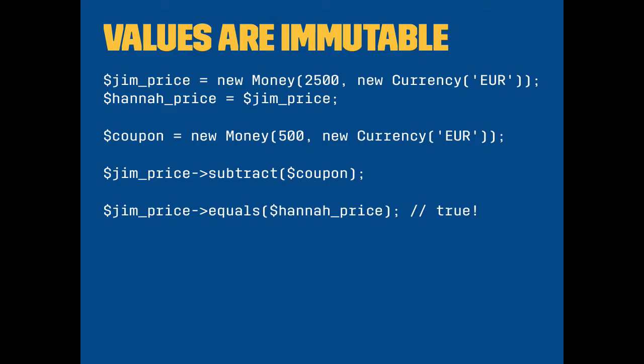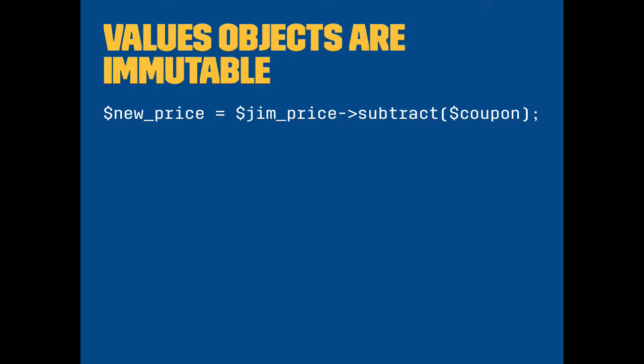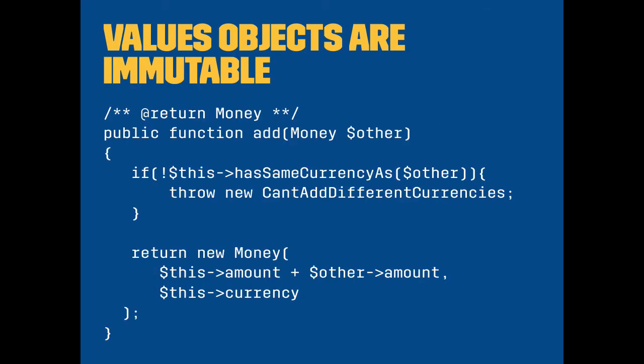So what we'll do is make this subtract method, or any method basically, instead of changing the actual object itself, return a new object. And we can see that here. I had subtract before, and here it's add, but it's the same thing, of course. So we have this validation first. I cannot add money of a different currency. So if I have euros, I cannot add dollars.